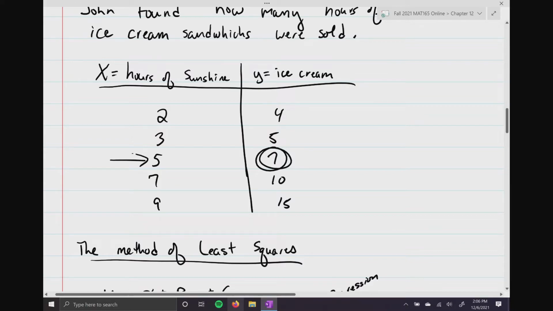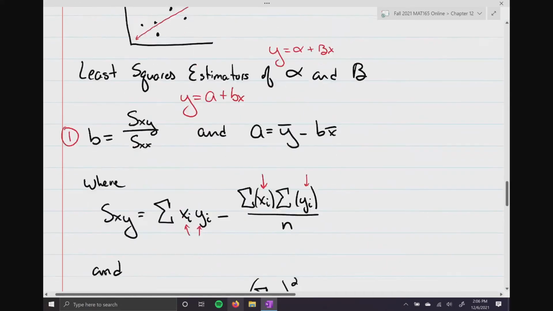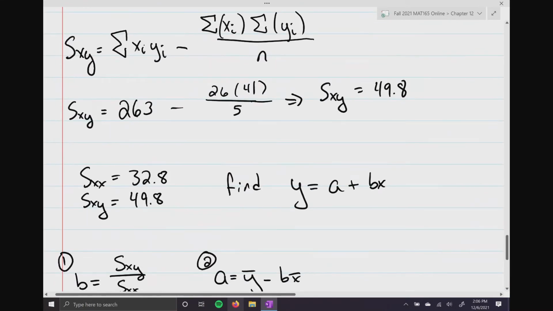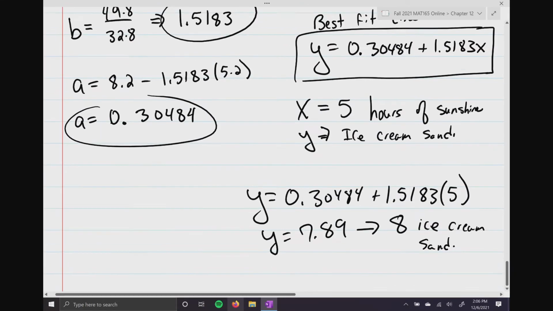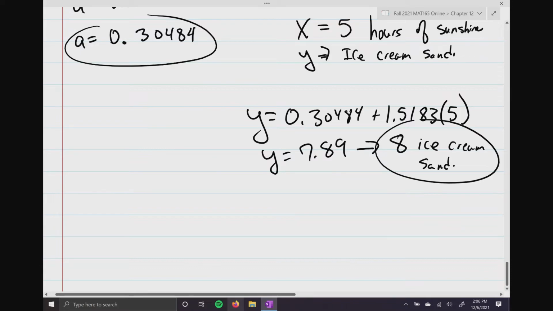Notice that for 5 hours of sunshine, the number of ice cream sandwiches I sold was 7. Our model predicted, scroll all the way back down, approximately 8, which makes sense because you've got to remember there's error associated with this model because of our regression line, which I'm going to show you right now.